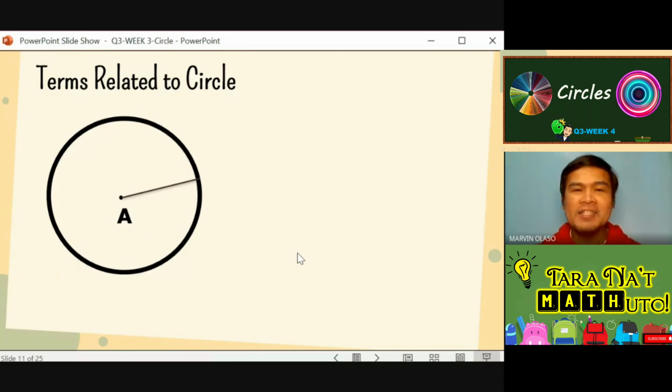Naalala pa ba ang line segment? Yan ay binubuo ng two endpoints. This is one endpoint and we have another endpoint dito sa gilid ng circle. Alright. Nasa circle mismo. And tingnan mabuti kung saan nagsimula ang line segment.